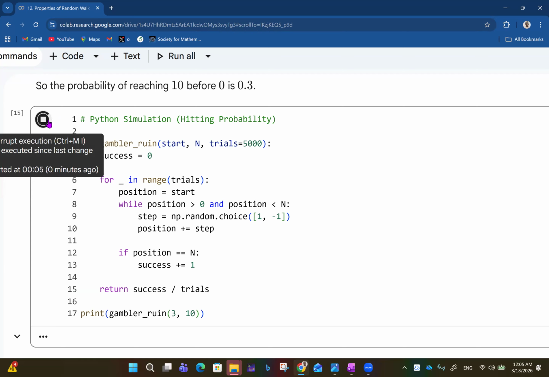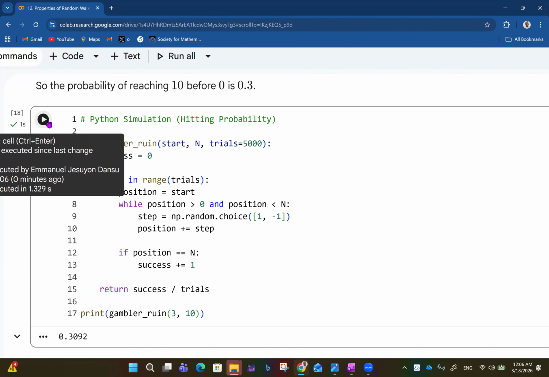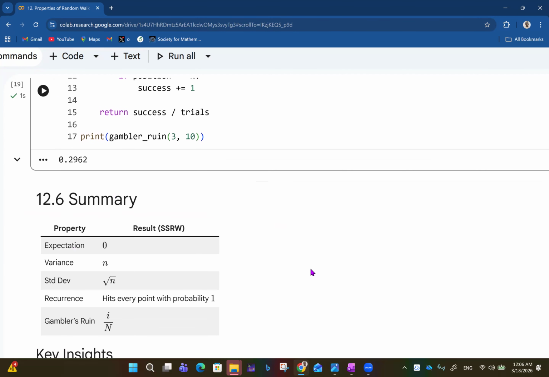This is 0.311. This is 0.2978. This is 0.2958. This is 0.2998. This is 0.3092, and so on and so forth. So you keep having values around 0.3.